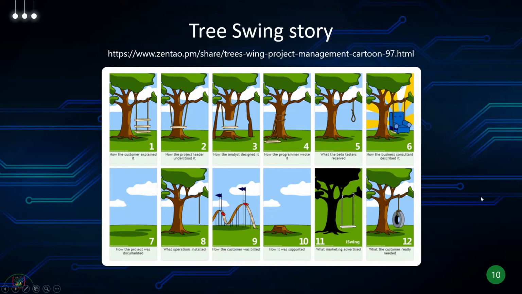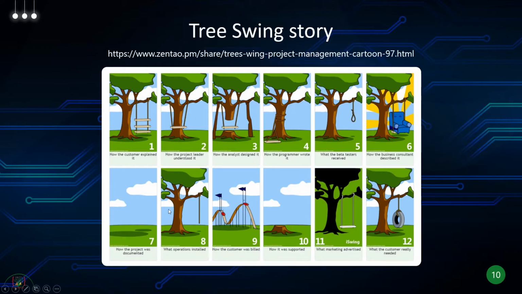I really like this diagram. This is the tree swing story. So, it's pretty clear, right? If you look at the figure 1, this is basically what the customer explained it, right? He just wanted to swing on the tree, right? 2 is how the project leader understood it. You can see it's very different. 3 is how the analyst designed it. Again, very different. Programmer wrote it different. The beta testers, it's all different, right?